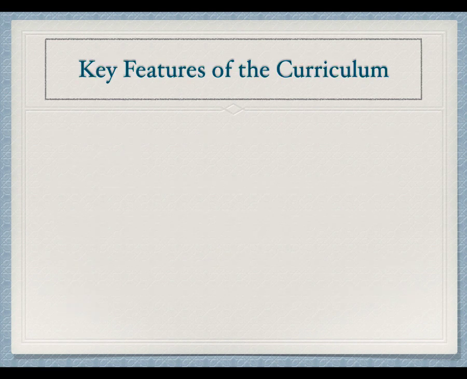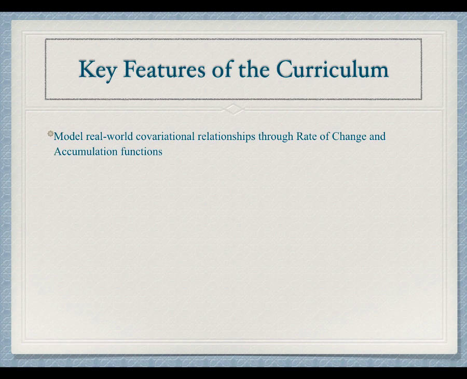I'm going to go through some key features of the curriculum that you can keep your eye out for as I go chronologically through the course. Before that, I'm just going to point out these key features. The first is that we're going to model real-world covariational relationships through rate of change and accumulation functions. This is really the meat of it.